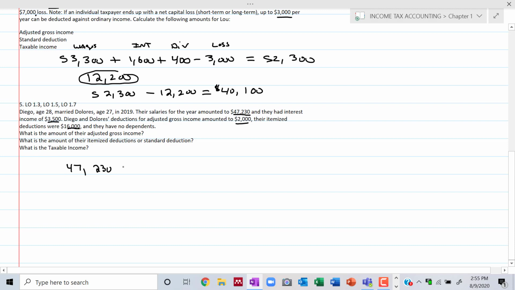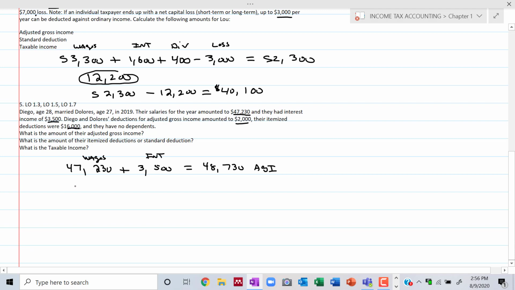$47,230 plus the $3,500 in interest income. So that would give us a total of 48,730 for their AGI, adjusted gross income. And so again, that's the wages and interest.